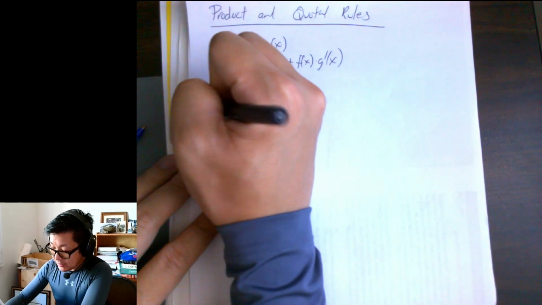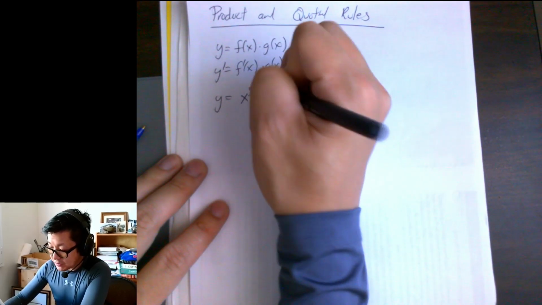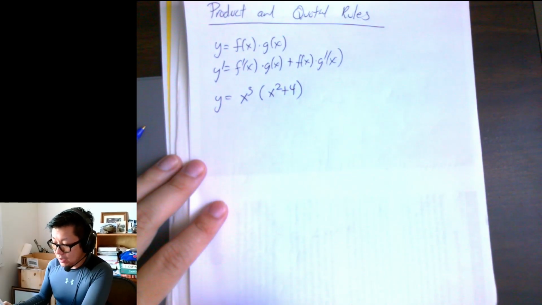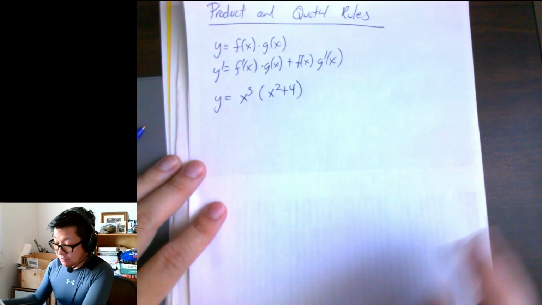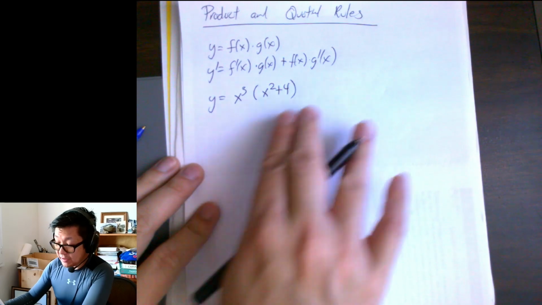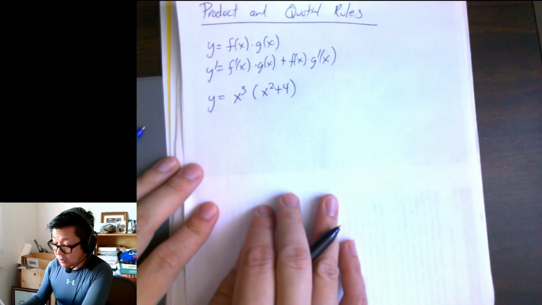As an example, let's say I have y equals x cubed times x squared plus 4. Now, there are two ways I can calculate this derivative. I'm going to first calculate it using product rule, and then I'm going to calculate it by multiplying it out and then using the power rule to show that the product rule works.